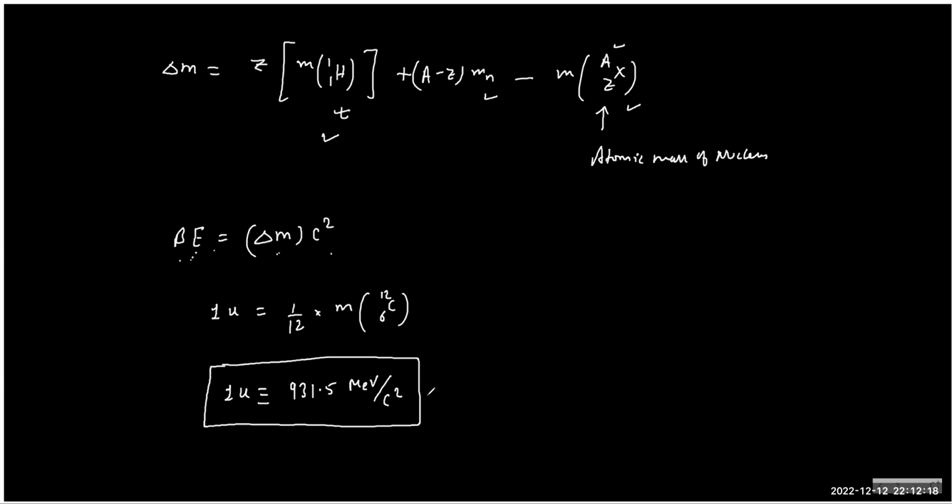So this value you are supposed to remember, because we are going to calculate delta M in some value of U. Once you know delta M in terms of U, multiplying this number with this value will give you the answer in mega electron volt. So this is how we express the energy. Binding energy is pretty simple to calculate.